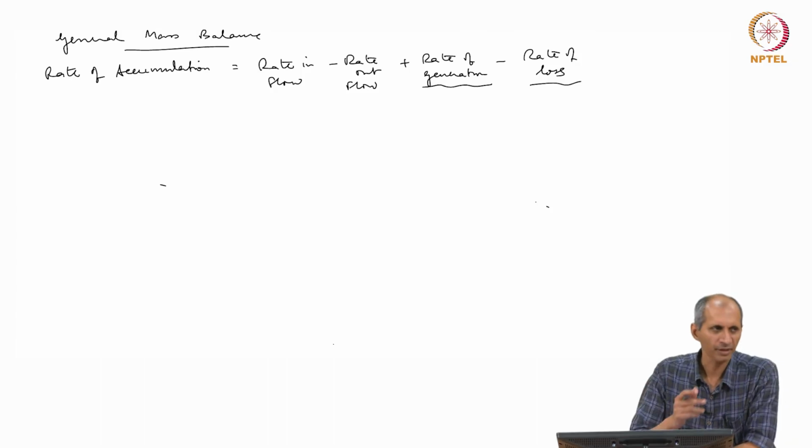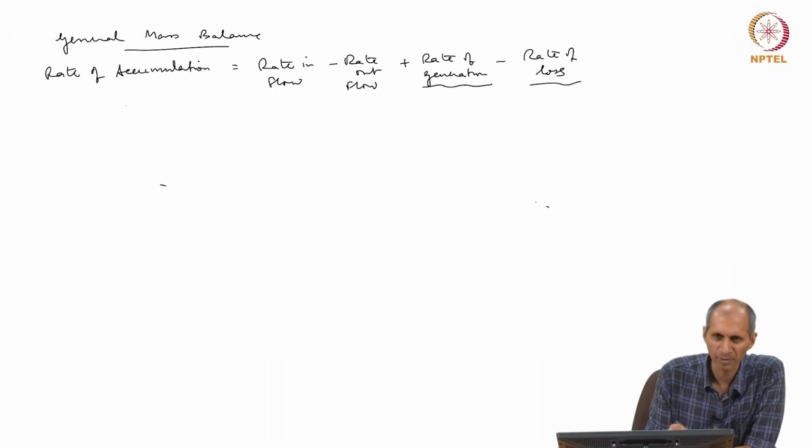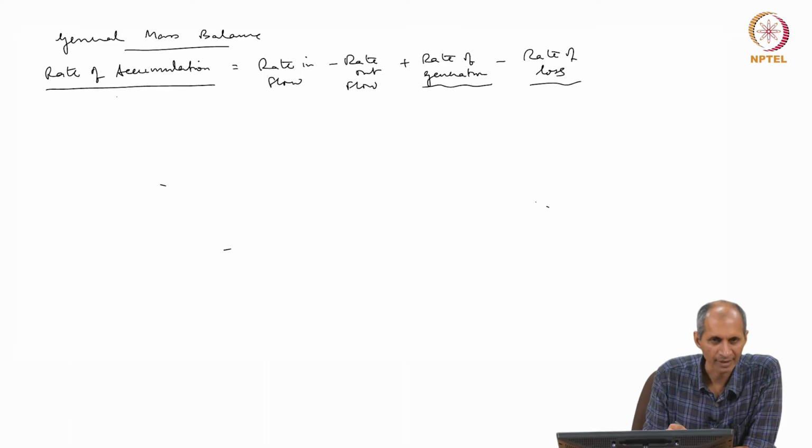So, this is a general equation you apply to any system. What we define as the system is our main consideration. So, for the lake, what is the rate of accumulation? The rate of accumulation exists only when the system is in unsteady state.